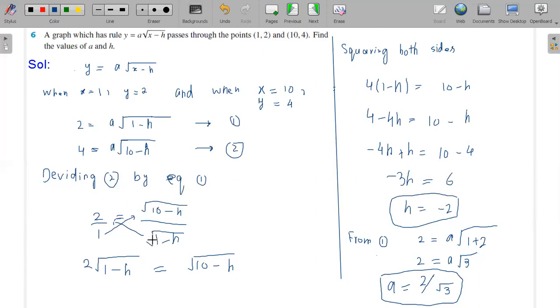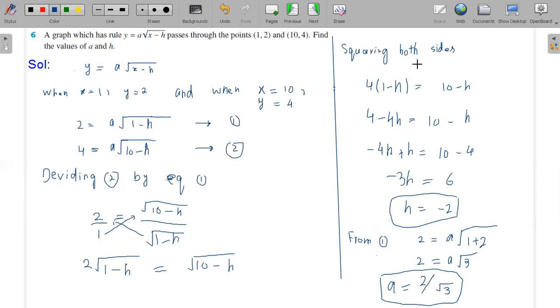This denominator is the square root of 1 minus h. You can multiply the square root of 1 minus h on both sides. So we get 2 square root of 1 minus h on the left side, equal to only this numerator, this term, the square root of 10 minus h, on the other side. Actually, we have taken one square root term on the left hand side of the equation and the other square root term on the right hand side. So it will now be easy for us to take the square of both of them.